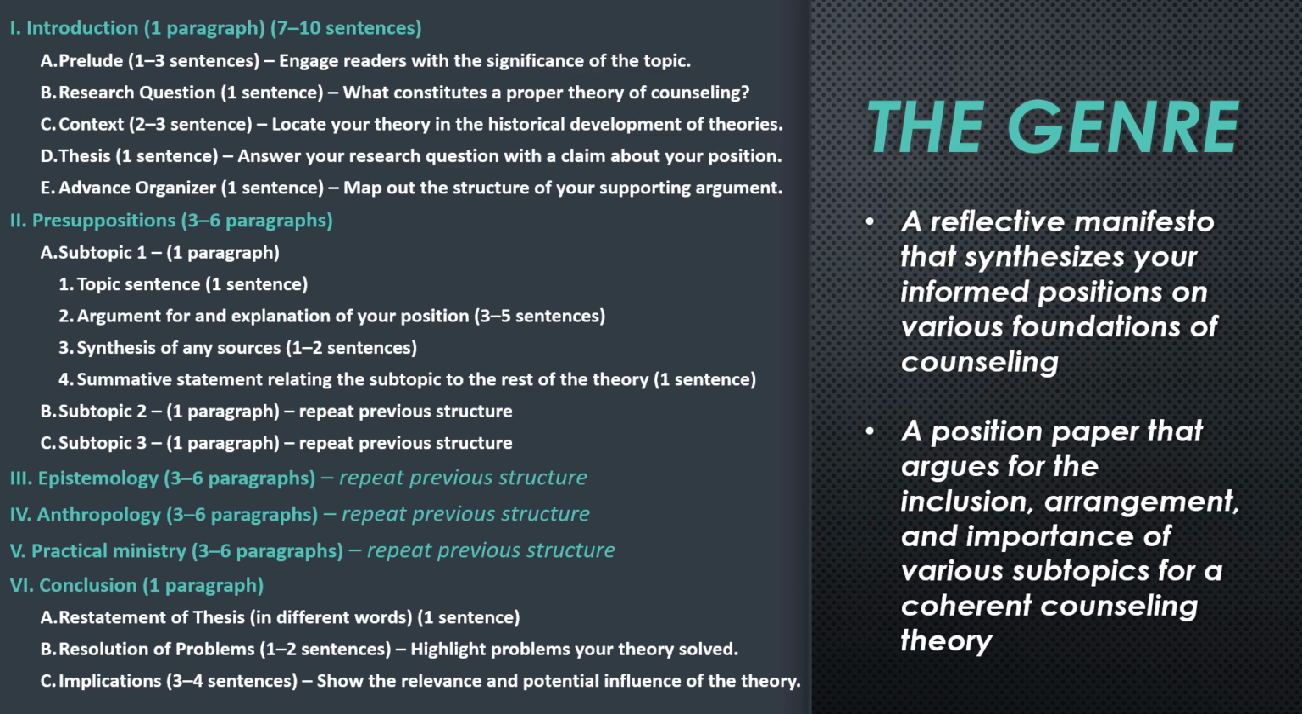A personal counseling theory paper consists of an introduction and conclusion, as well as 4 principal parts: a presuppositions section, an epistemology section, an anthropology section, and a practical ministry section. The sample generic outline on the left offers one structural plan for a 10 to 20 page personal counseling theory paper. Consider using and adapting this generic form to your particular situation according to the guidelines of your assignment or task.